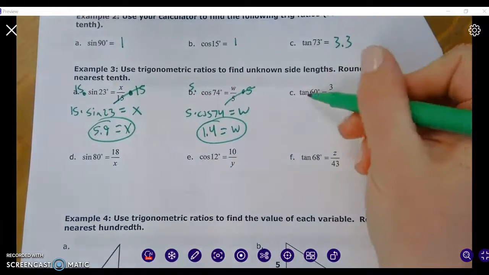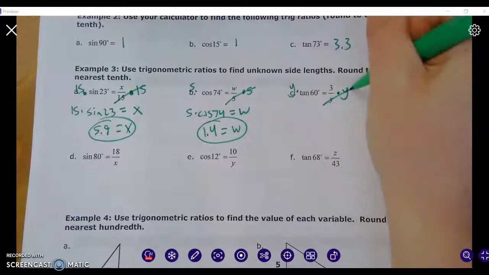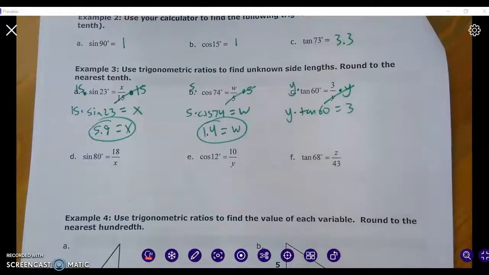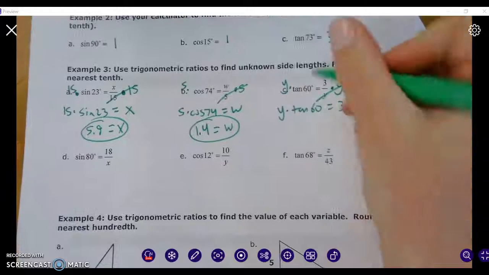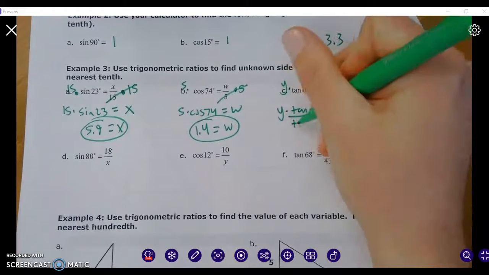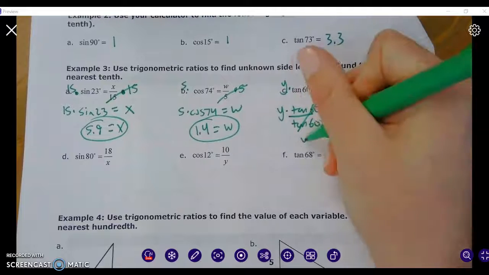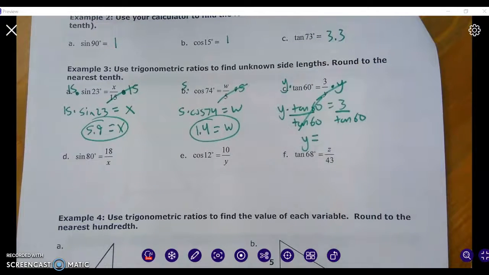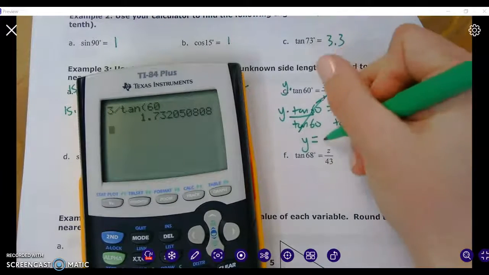Okay, this next one we have tan 60 equals 3 over y, so multiply both sides by y. So we have y times tan 60 equals 3. The problem with this one is that y is not by itself, so we need to do one additional step where we divide both sides by the tan of 60. So then y is now by itself, so then we can type in 3 divided by tan of 60 into the calculator and get about 1.7.